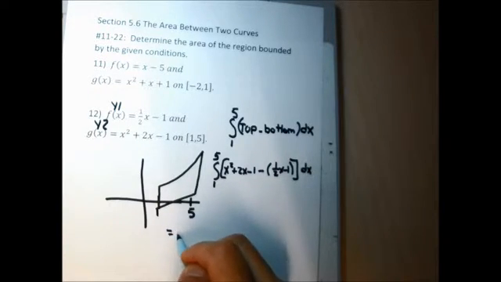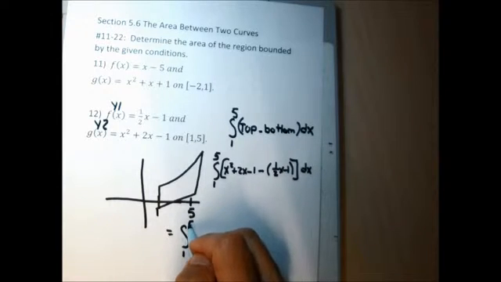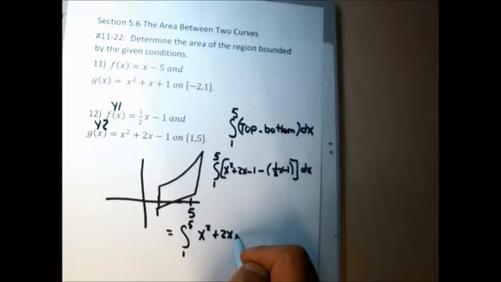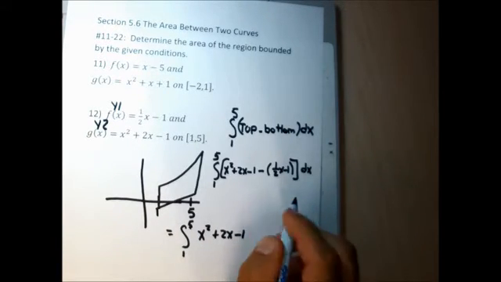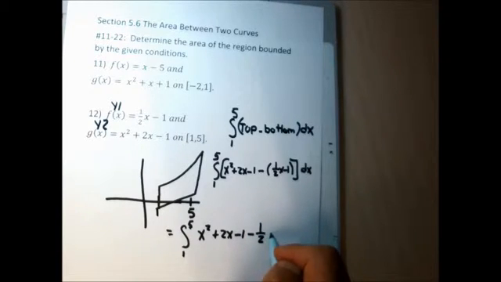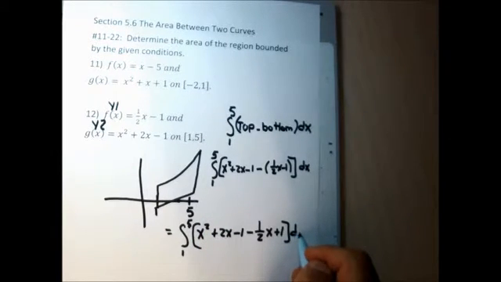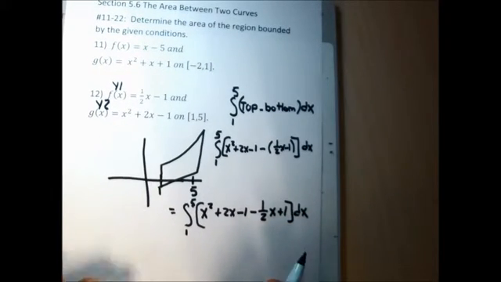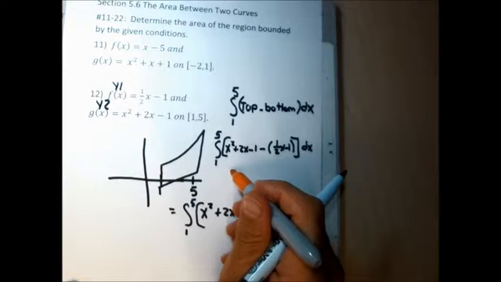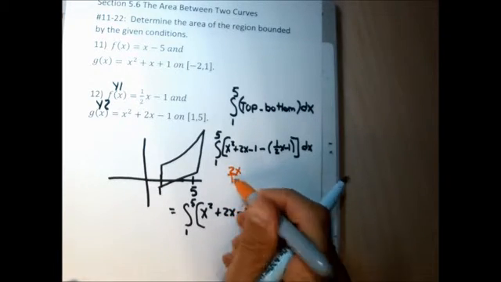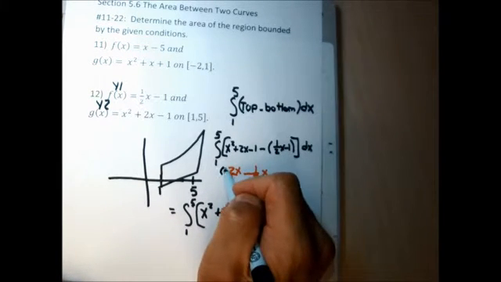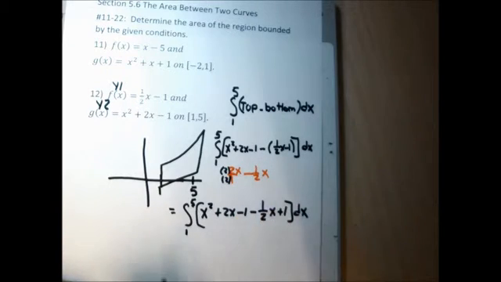So let me make this the integral from 1 to 5 of x squared plus 2x minus 1, and then clear the parentheses. I'll get a minus 1/2 x and a plus 1 dx. And the minus 1 and the plus 1 cancel, which is really nice. What I have to worry about combining is 2x minus 1/2 x. And for 2x, I'm going to make it 4x over 2. I already wrote it over 1 because 2x is equal to 2x over 1.